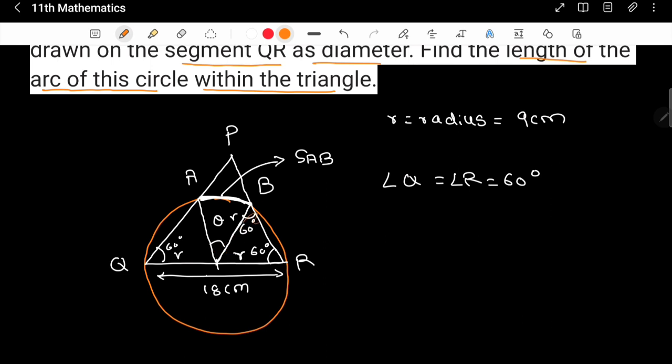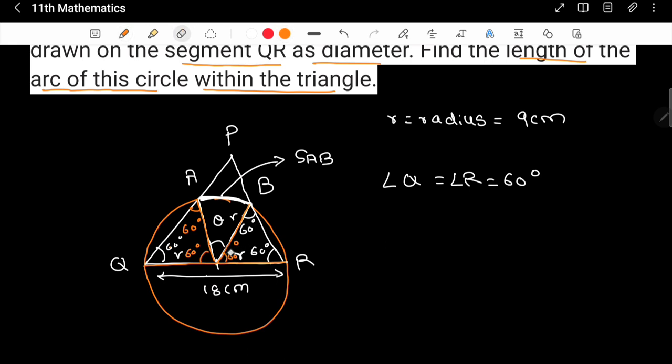Why? Because this side and this side are the radius, and therefore equal. So the angle subtended by those two sides at the base will also be the same. If this part is 60 degree, this also is 60 degree. Okay. Now what we are getting is 60, 60, 60. So these two triangles are equilateral triangles that we are getting.